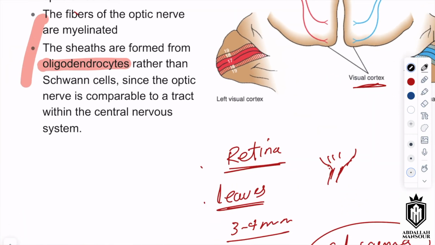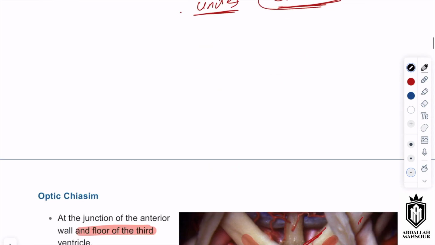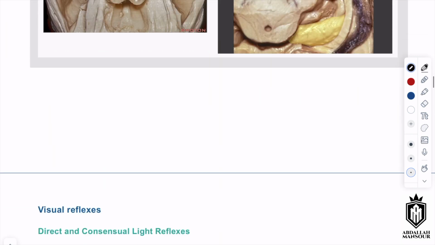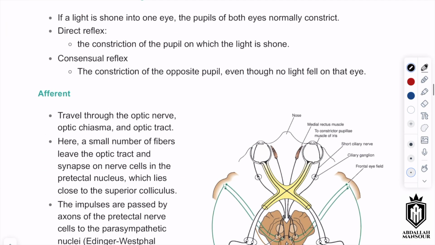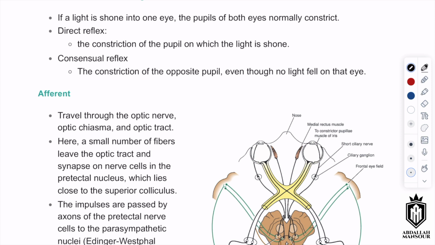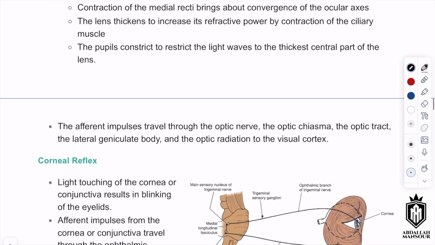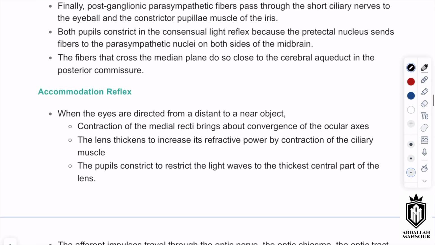Okay. All right. So this is just a few clinical applications to the injuries of the different areas of the visual pathway. There are a few other important things to know as well: something called the visual reflexes of the eye, and we have three visual reflexes to talk about.